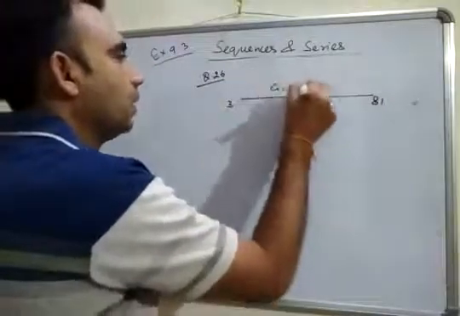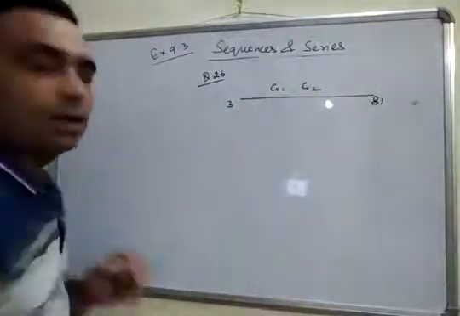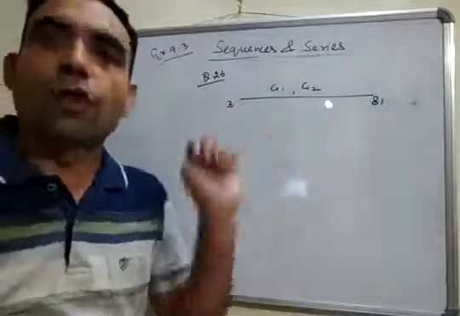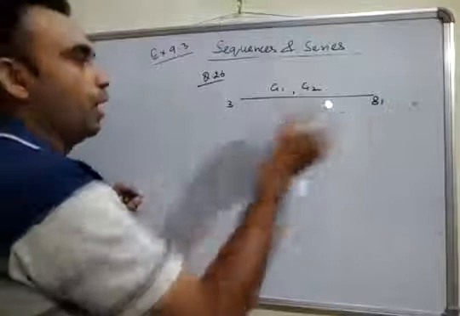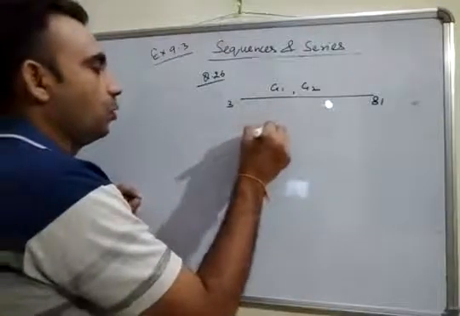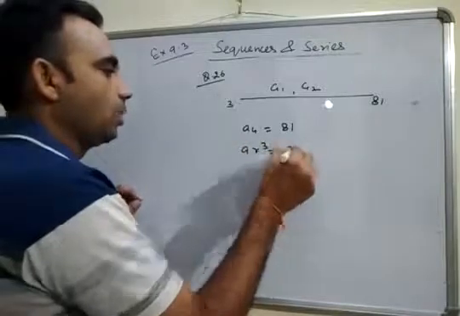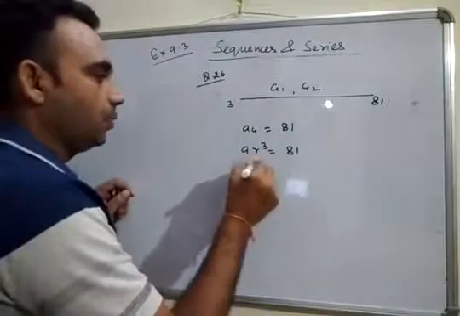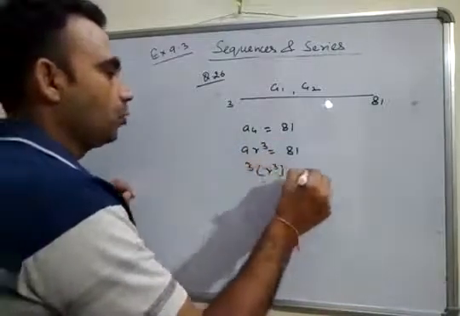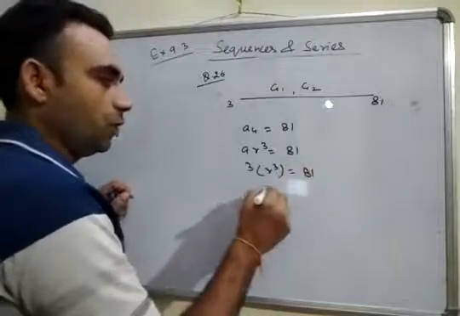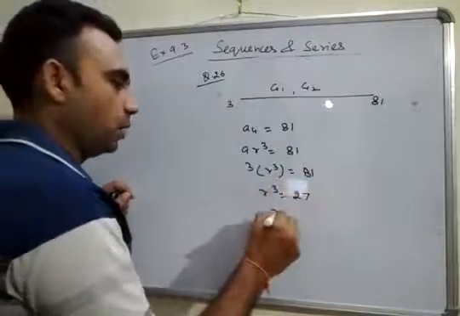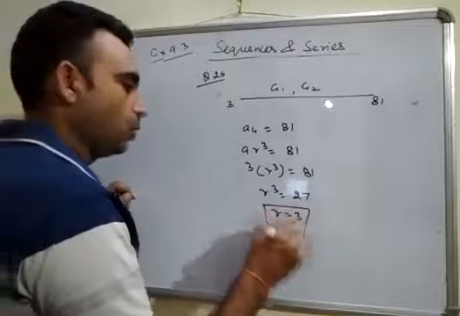Let the two geometric means be G1 and G2. So there are four numbers, n is equal to 4, and the last term is 81. So a4 is equal to 81, which implies ar cubed is equal to 81. With a equal to 3, 3 into r cubed is equal to 81, so r cubed is equal to 27 and r is equal to 3.